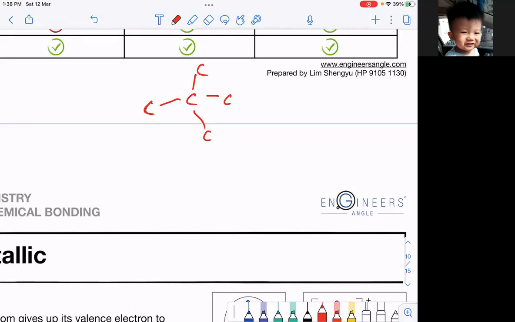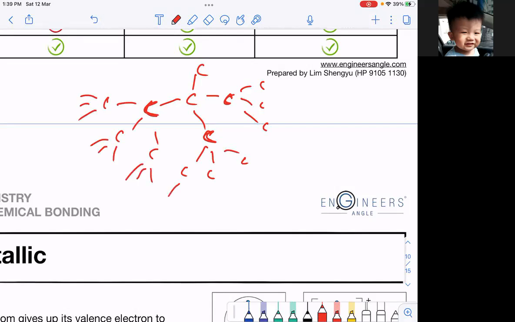Give him how many more sticks? This guy, 3 more. Tap, tap, tap. This one has no space, so don't draw, but you get the idea. Then what if I put C's onto them? Same thing, C, C, C, and so on. What if I put C's again?